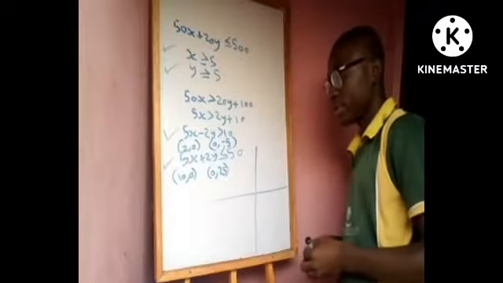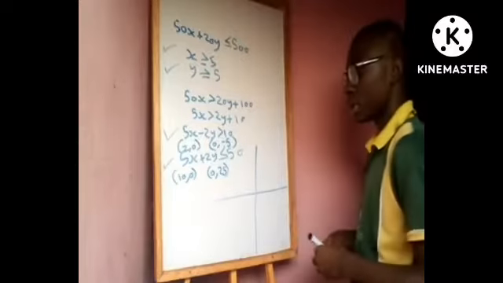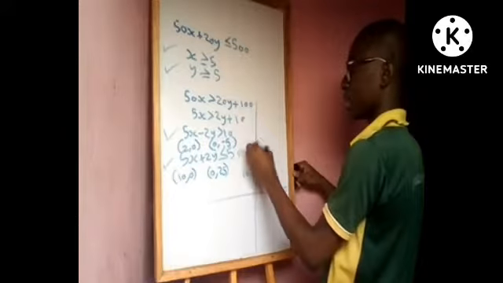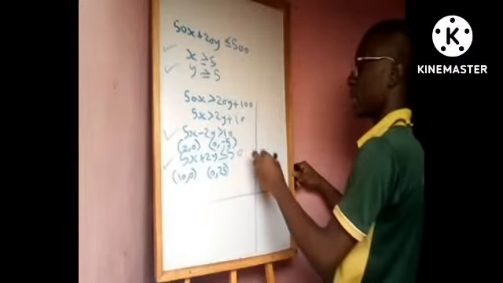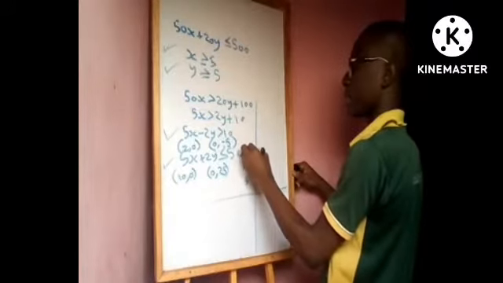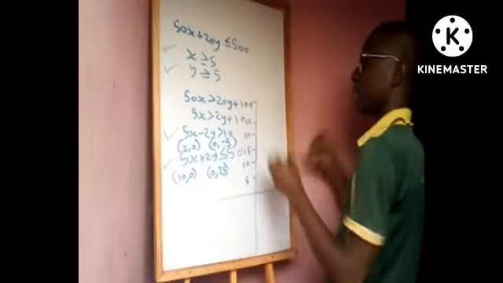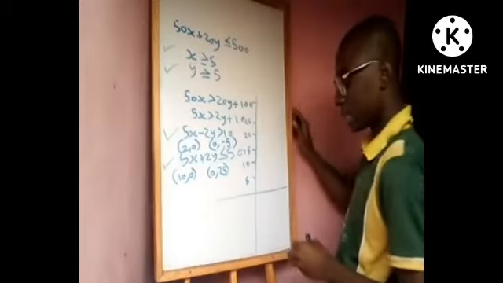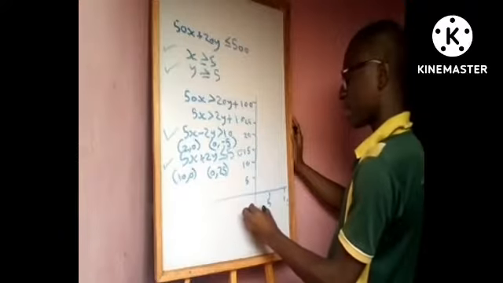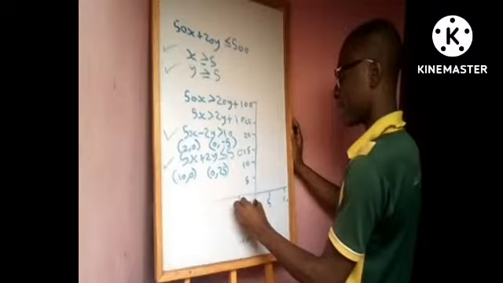So now we can simply begin to plot the values. Let's make it larger. On the y-axis, we use a scale of 5, 10, 15, 20, 25, and 30. On the x-axis, let's use a scale of 5 to 10. On the negative x, we have a scale of minus 5, minus 10.